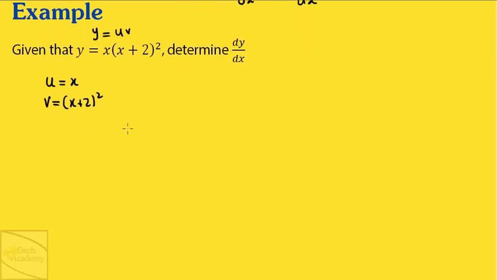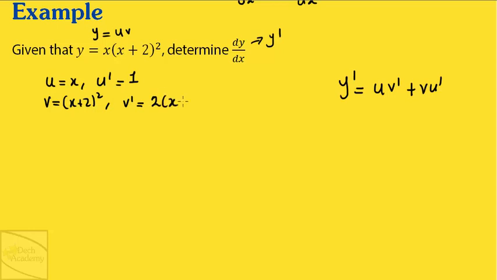So if I want to find dy/dx, which is the same thing as y prime, it is uv prime plus vu prime. So I need to know v prime, I need to know u prime. Well, if u is x, what's u prime? What is du/dx? Differentiating x with respect to x gives 1. What about v prime? Well, differentiating this expression with respect to x gives what? Well, from the top of my head, it's 2(x + 2).